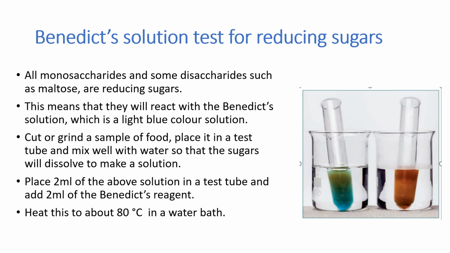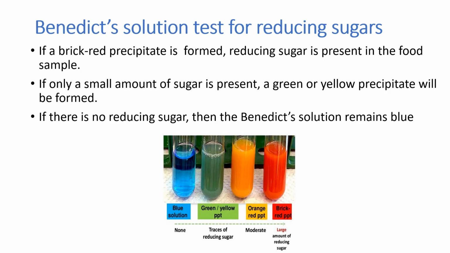Then this mixture should be heated in a water bath. Boiling is not necessary. The heating to about 80 degrees Celsius is enough. When the mixture is heated in the water bath, if reducing sugars are present, we can see a color change.